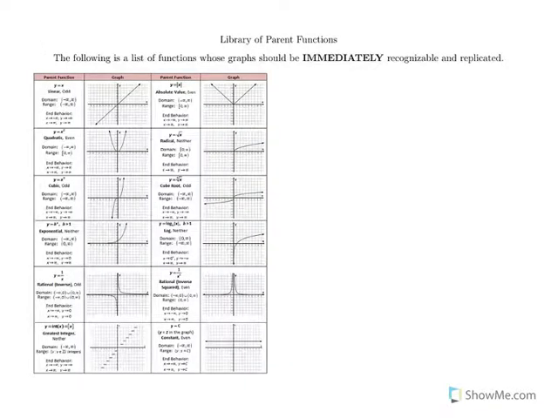First, I think it's important to have a library of parent functions. These are going to be some very general functions whose graphs and some information about the function should be immediately recognizable and replicated. I think a good example of this is the absolute value function, or maybe even better, the function y equals x squared. This seems to be a function that everybody can graph very, very quickly. It's a parabola. And from that graph, you can access a lot of different information about that function, and you're able to manipulate it in certain ways.